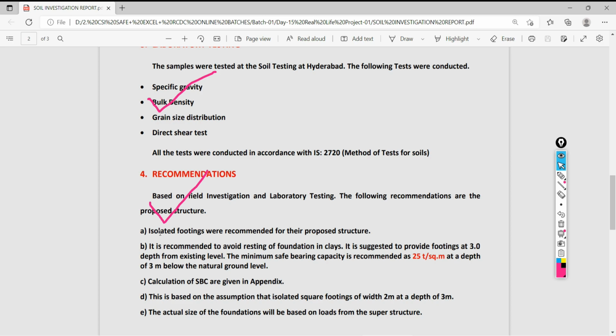Isolated shallow foundation. Isolated, actually it is what? Shallow foundation. It is recommended that it may be isolated, combined, or your raft. All this kind comes under what?